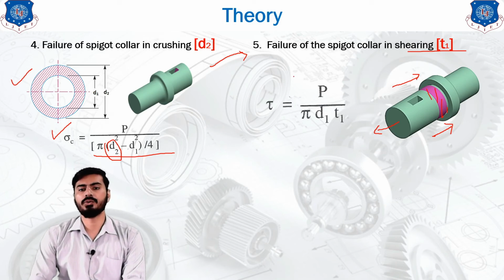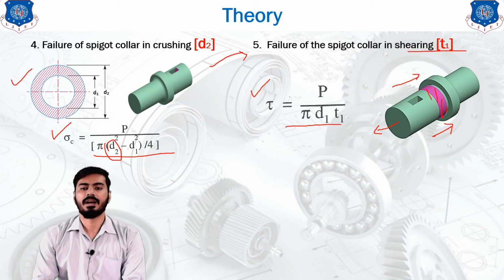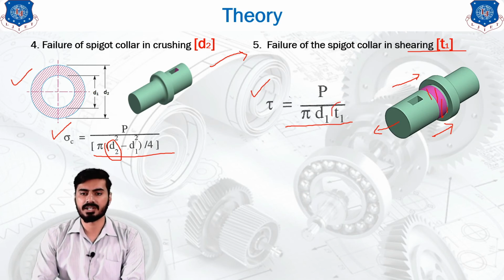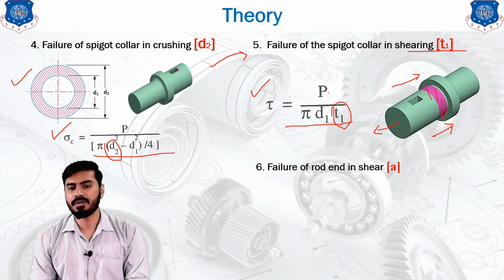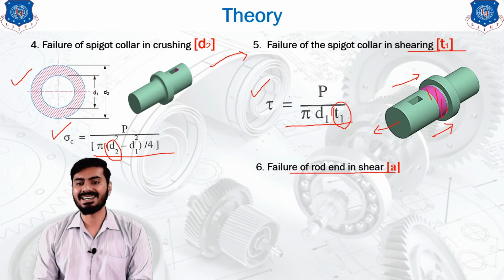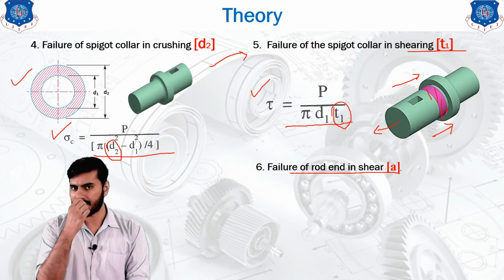Okay, so using the equation of the shear stress, that is P upon pi d1 into t, we are going to calculate the dimension t1, which is the only unknown in this equation. Now we will see step number 6, that is the failure of the rod end in shear. Through this step we are going to calculate the dimension A.